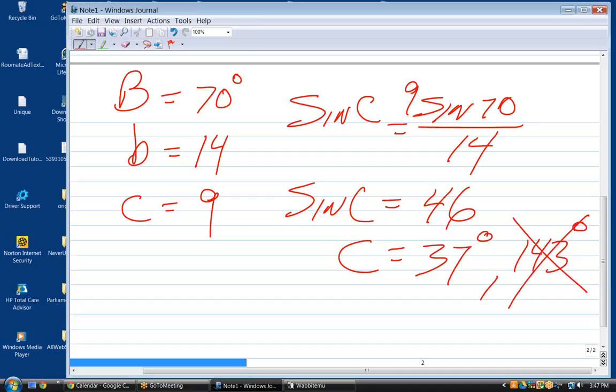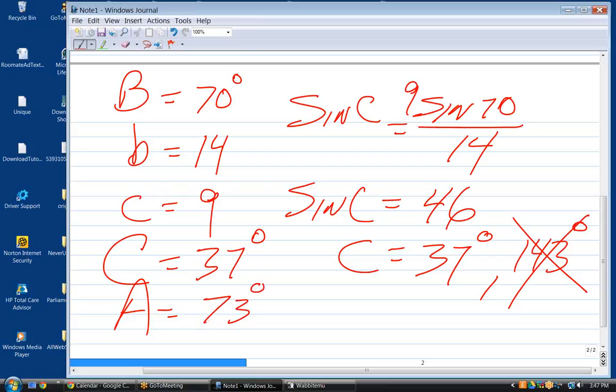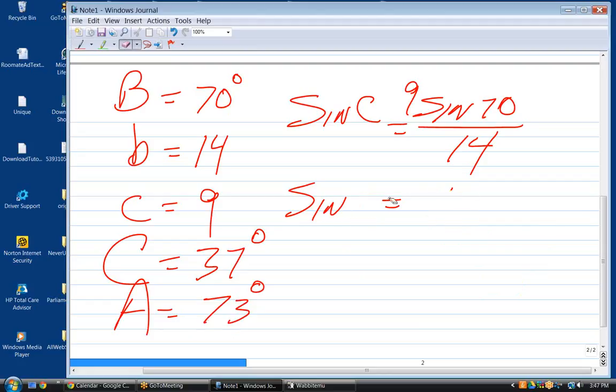Okay. So our triangle is now pretty much decided. We've got angle C is 37 degrees for sure. Angle A is what? Angle A is 60. No. Yeah, 73.